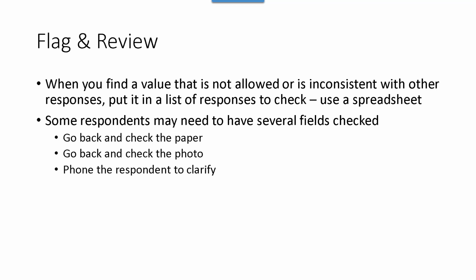When your program finds a value that's not allowed or is inconsistent with other responses, then you make a list of the respondents and the responses that you need to go and check. I typically put this list in a spreadsheet because I'm going to want to sort it. Some respondents may have several fields that look questionable. And so when I go and pull the paper form for respondent 62749, I want to know that on that paper form, I need to check 3 different variables, 3 different things that look questionable. So a spreadsheet is a handy way to make this list and to maintain it.